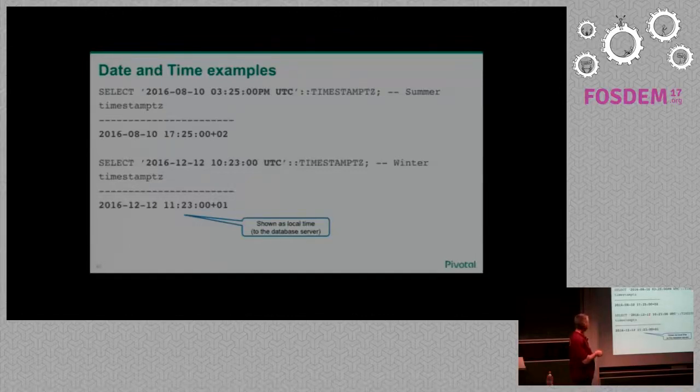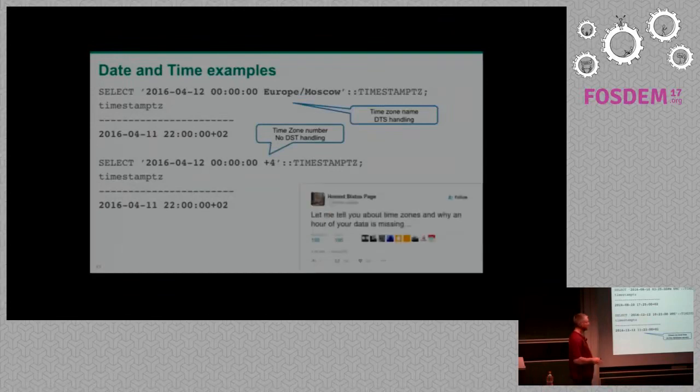Right here, it's 2 hours difference. You can see it's August, it's summertime. I get 2 hours difference here. Here I use a date in winter, in December. You see it's 1 hour difference, so Postgres gets the daylight saving right.